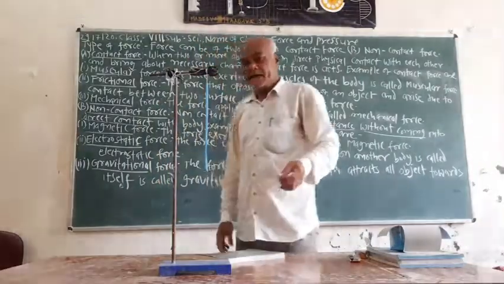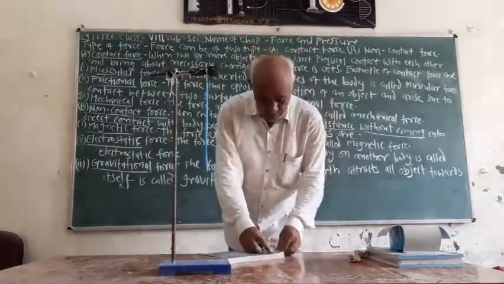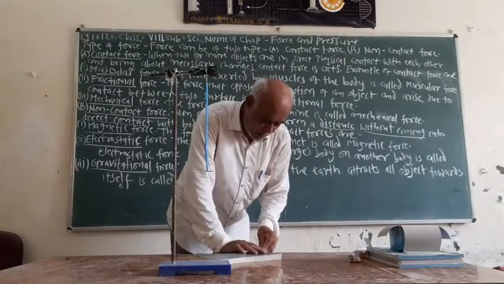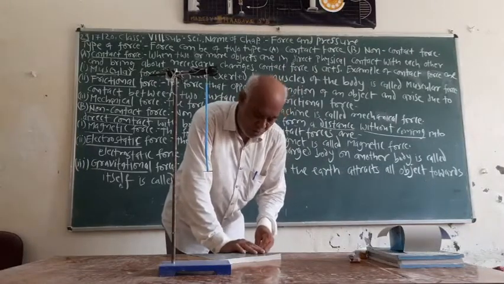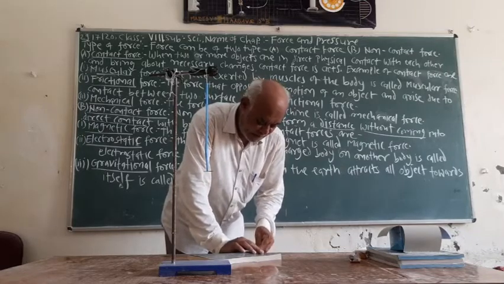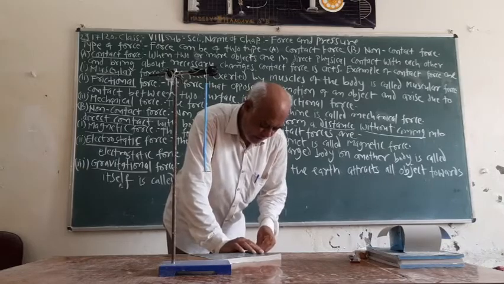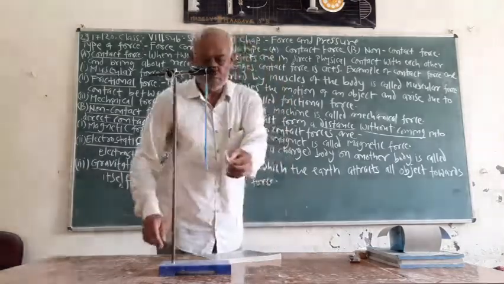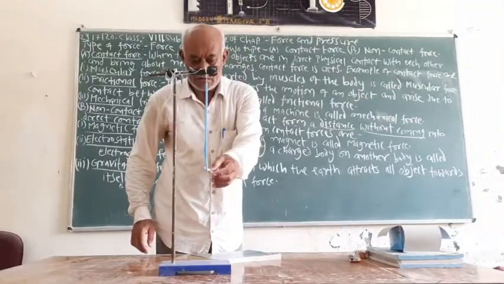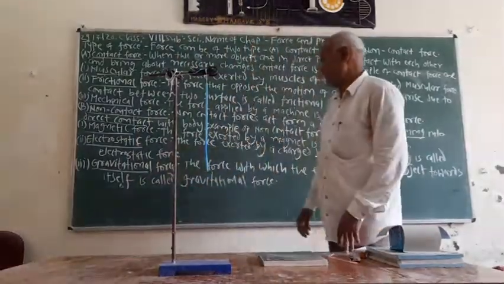This straw is charged by rubbing with a paper, and when we bring it near the another straw which is hung on the stand, then we see that the straw attracts the other straw. This is an example of electrostatic force.